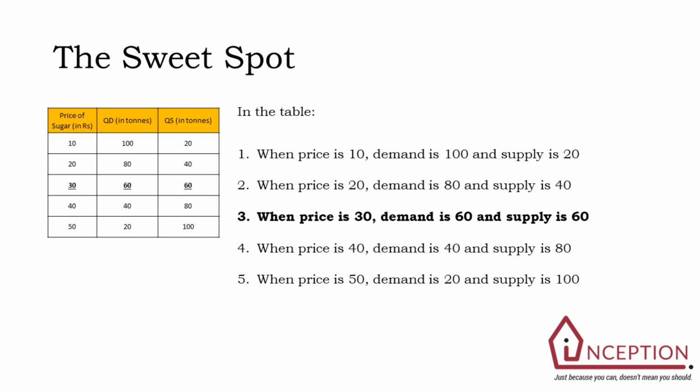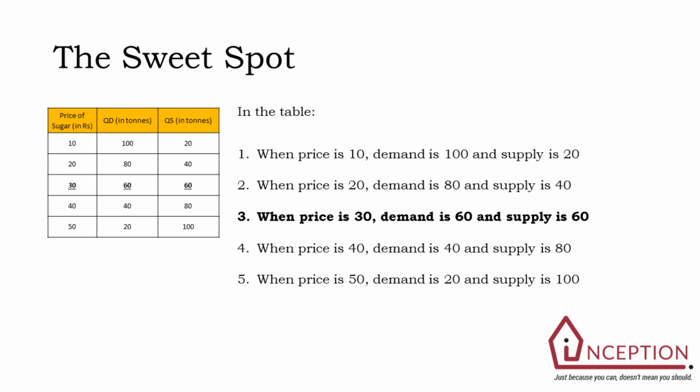When the price of sugar is rupees 10, the quantity supplied for sugar is 20. When the price of sugar is at the highest, that is rupees 50, the quantity of sugar supplied is at the highest, which is 100. This is what we refer to as that inverse relationship.